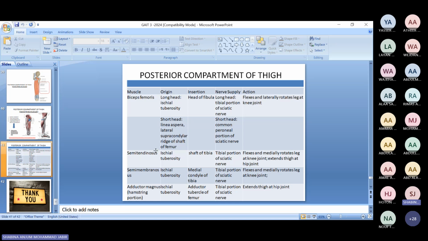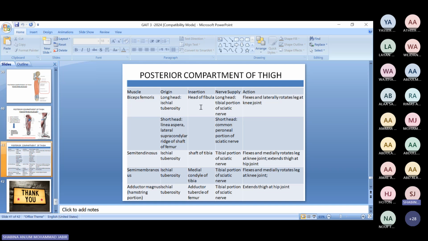Then we have the semitendinosus. Semi means half. This muscle will be half tendon, half muscle. Semimembranosus means half muscle and half flat membrane. They come from the ischial tuberosity and insert over the shaft of the tibia. So these are the long muscles.